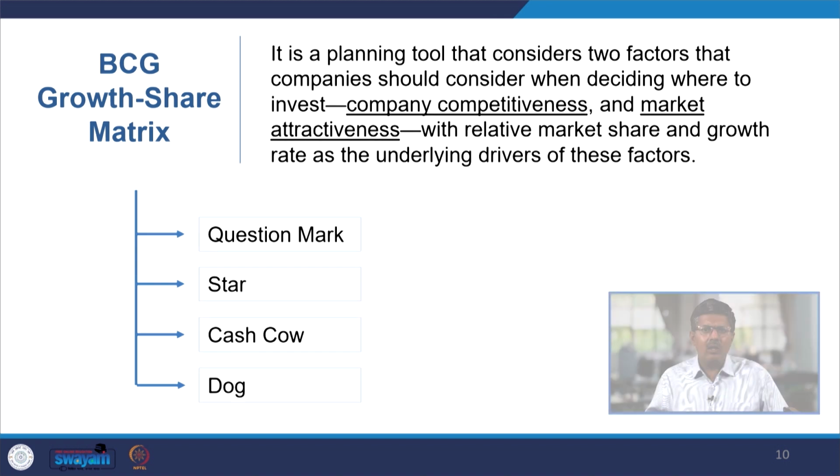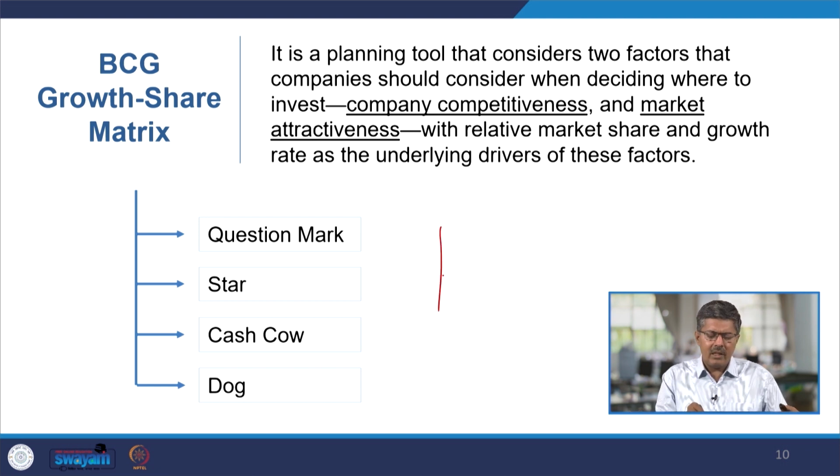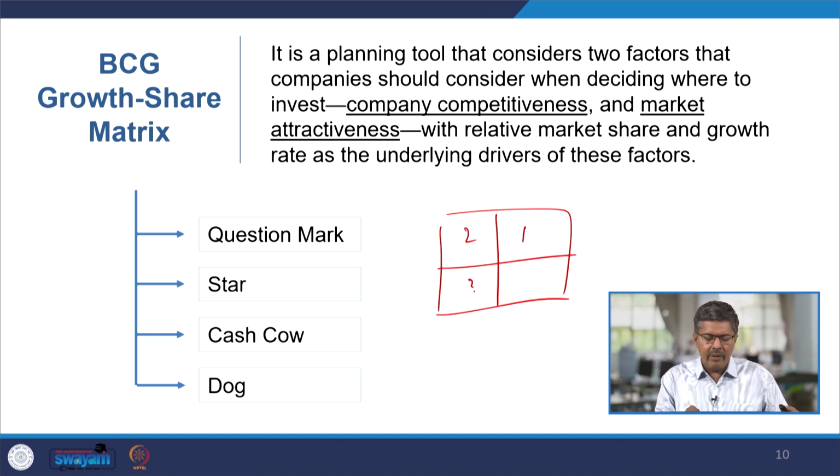It is a planning tool that considers two factors companies should consider when deciding where to invest: company competitiveness and market attractiveness. So what it says is growth and share: what is the industry or market growth, and what is the market share the company is holding. On the basis of these two factors, funding can be done to the SBUs. The BCG matrix is explained in 4 quadrants: quadrant 1, 2, 3, 4. These quadrants are defined as question mark, star, cash cow and dog. I will explain each individually.